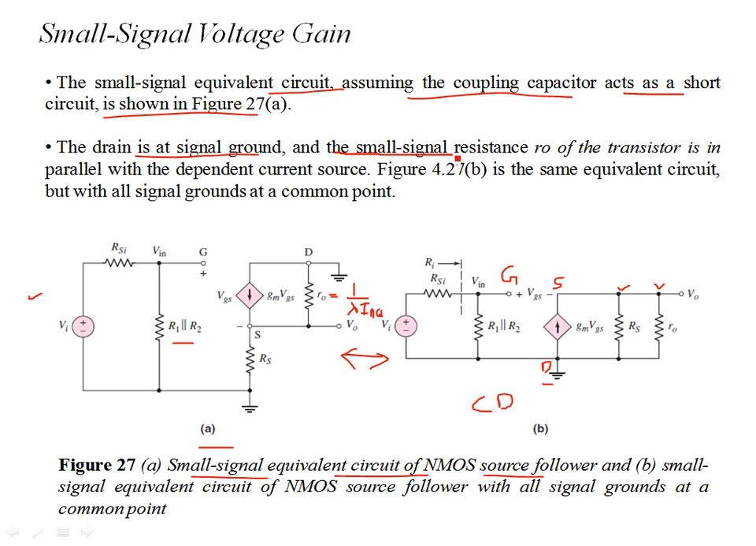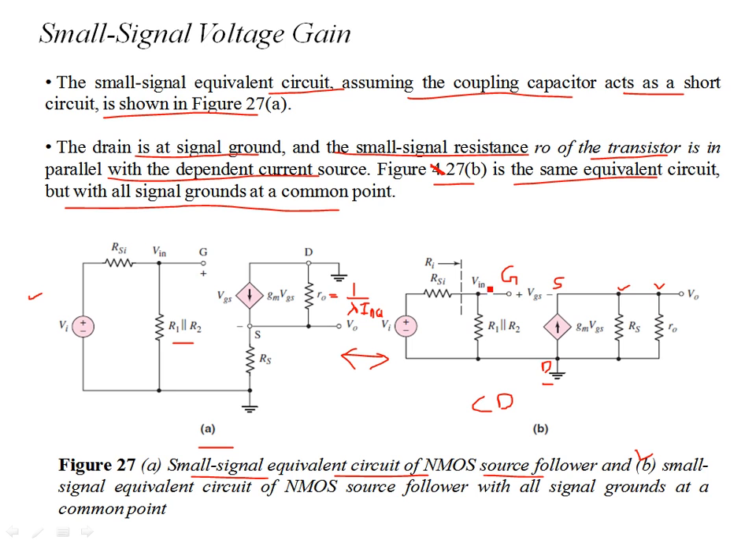And the small signal resistance R0 of the transistor is in parallel with the dependent current source. So figure 4.27B, this is 27B over here, is the same equivalent circuit, but with all the signal grounds at the common point, and that common point happens to be the drain. That's why this is known as the common drain configuration or the source follower configuration.